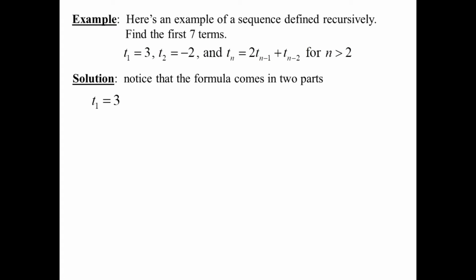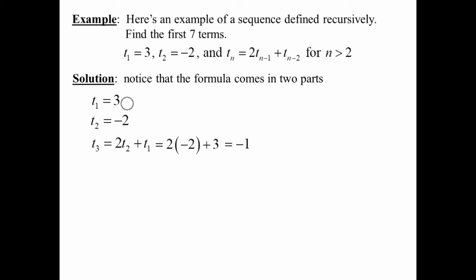Let's list them. T sub 1 is 3. That's easy. T sub 2 is minus 2. That's easy. Now t sub 3, well, we've got our little mantra here. It's 2 times the previous term plus the one that came before that. So 2 times, looking up here, the previous term plus the one that came before that. And that's minus 4 plus 3.